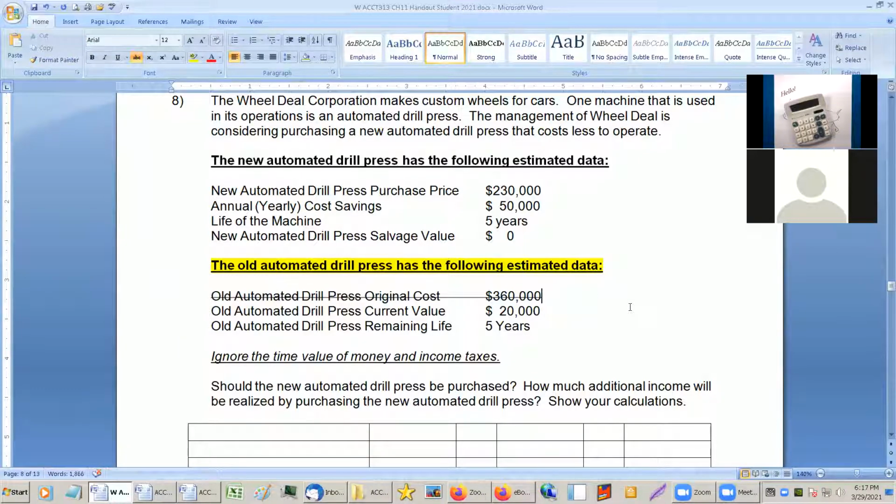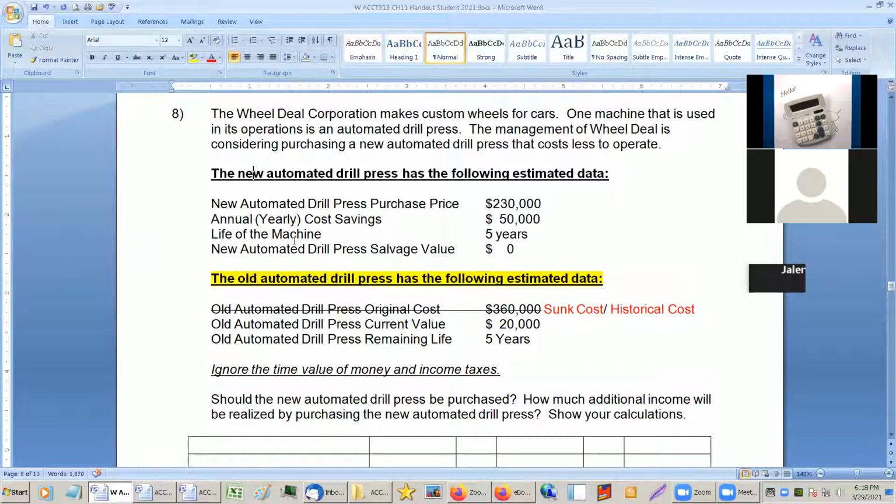So this is not relevant. It's a sunk cost, sometimes called the historical cost. And because it's a sunk cost, we can't jump in the time machine and go back and change that we paid $360,000 for this thing. So it can't differ between the alternatives, the alternative of getting the new piece of equipment or not getting the new piece of equipment, right? Those are really the alternatives.